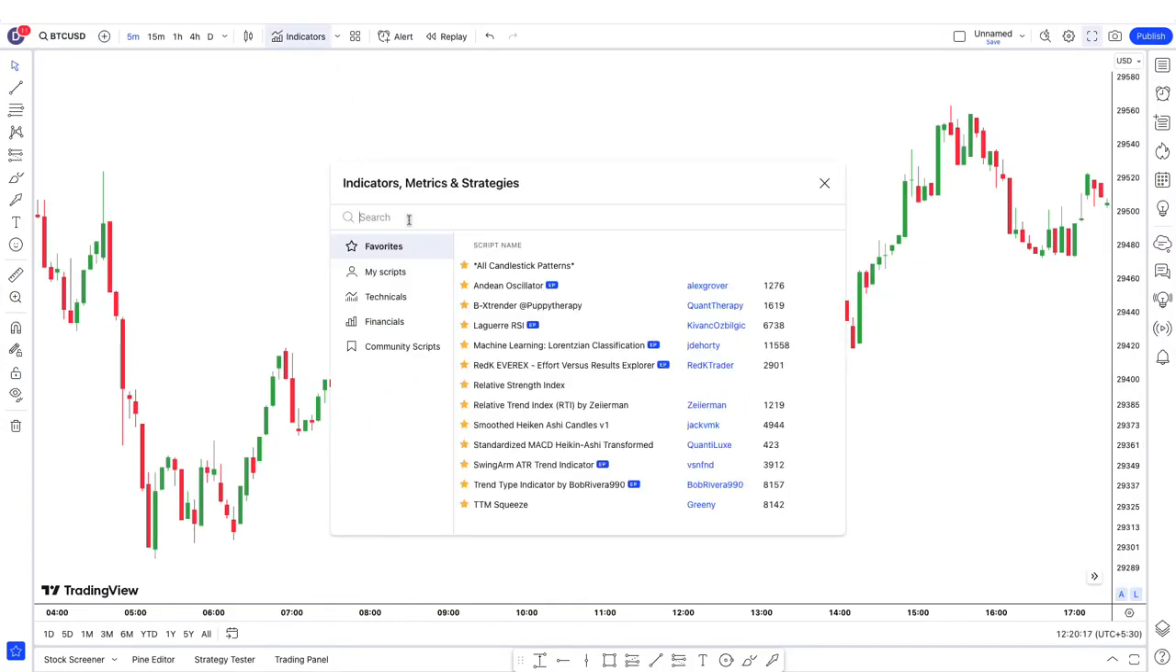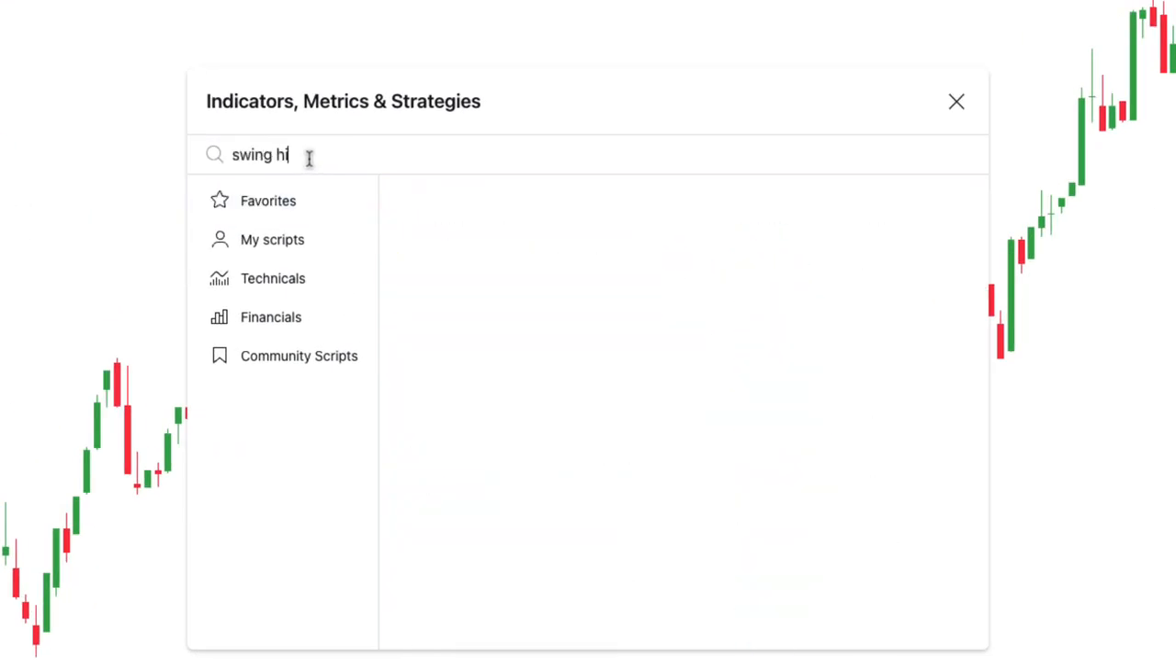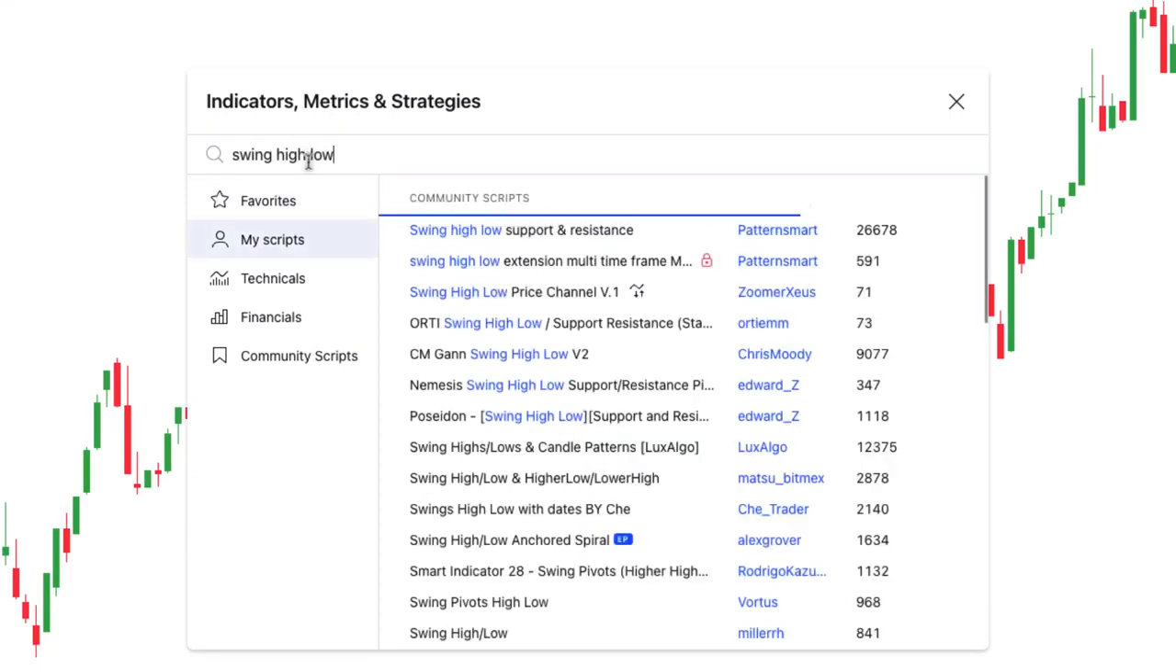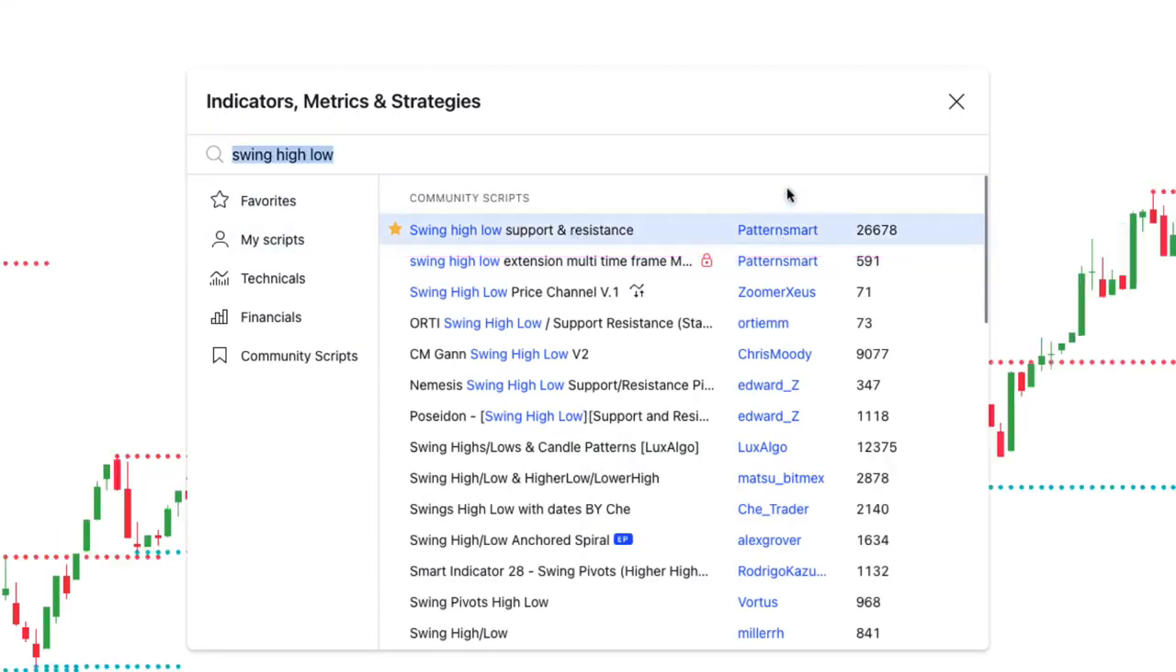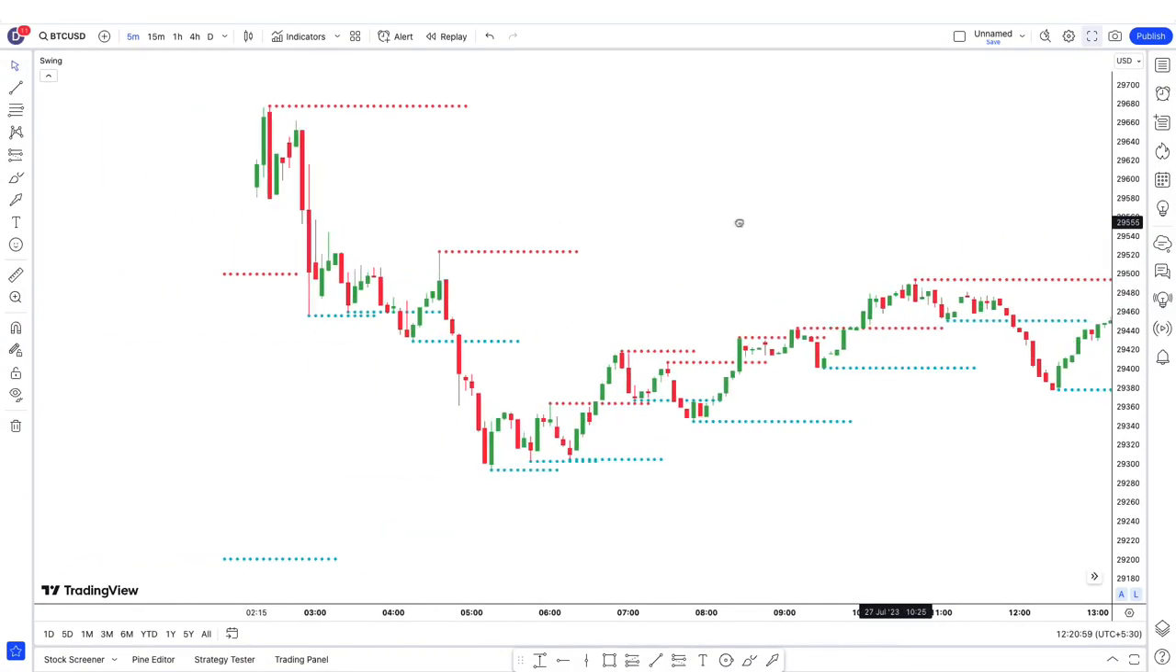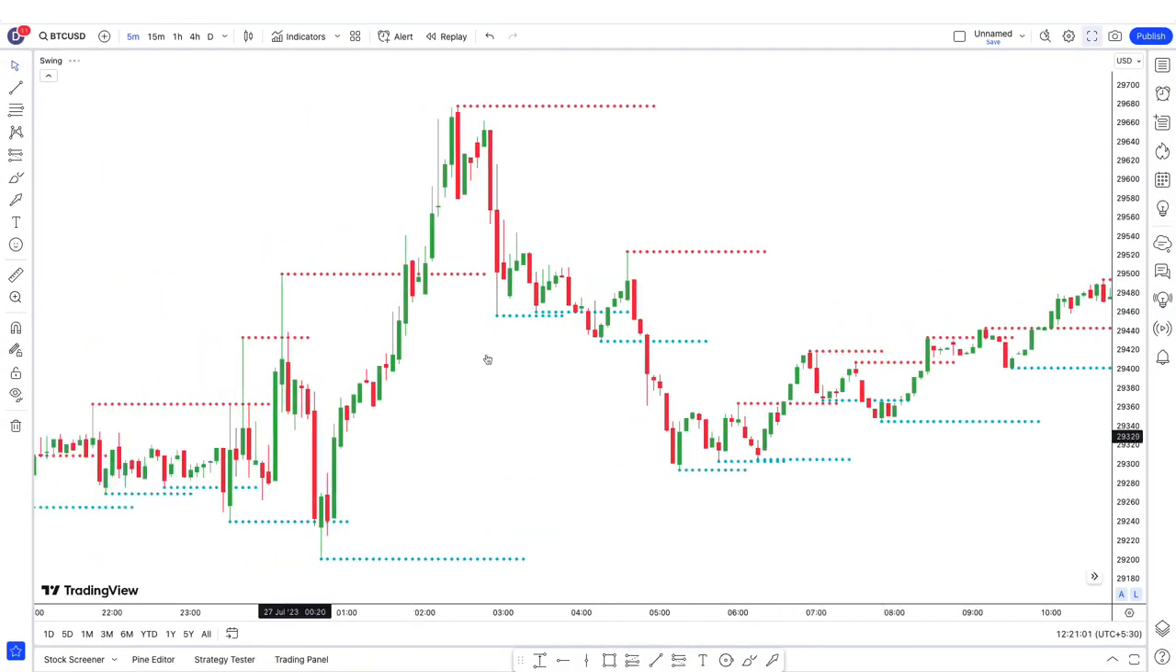Navigate to the Indicator Search tab and search for the Swing High Low Support and Resistance indicator. Select the indicator made by Pattern Smart and add it to the chart. This indicator plots dotted lines that represent swing high and swing low points that can act as both support and resistance zones. Since the settings of the indicator aren't optimal yet, let's adjust them.